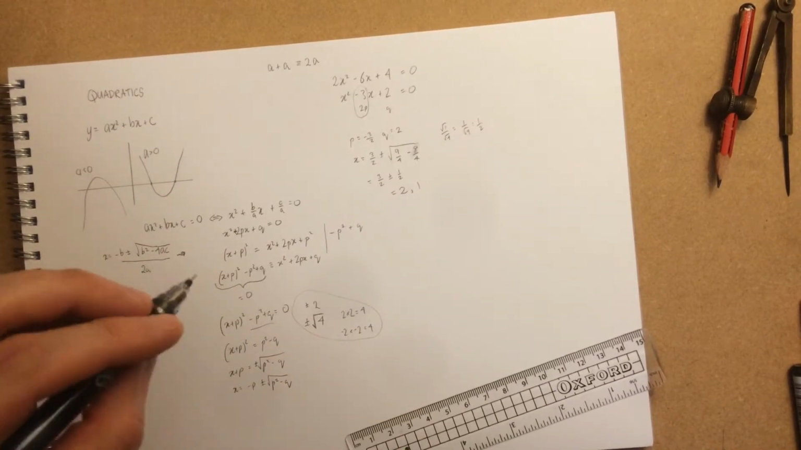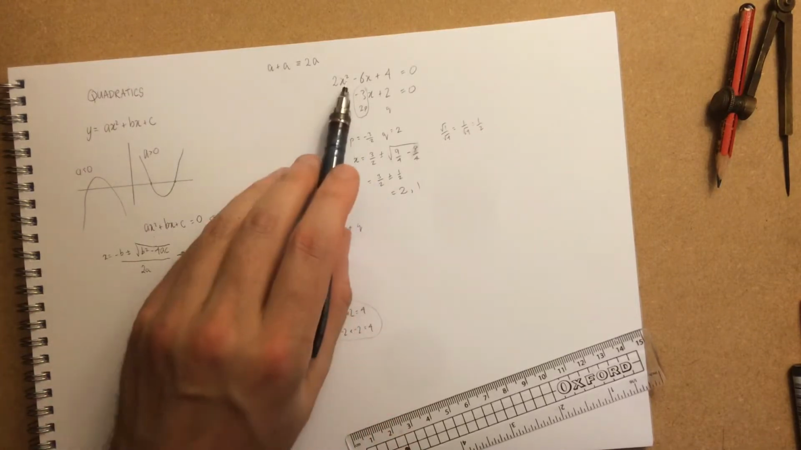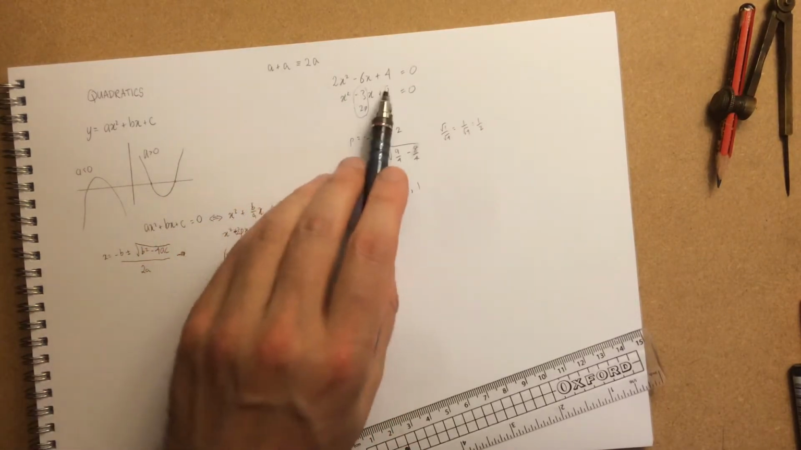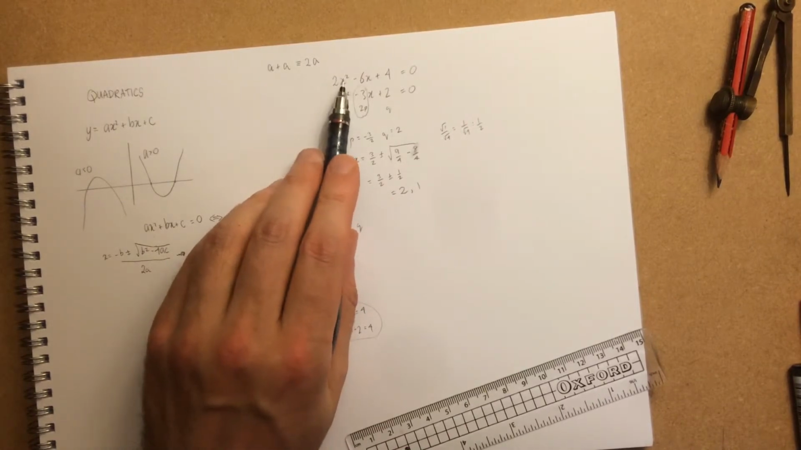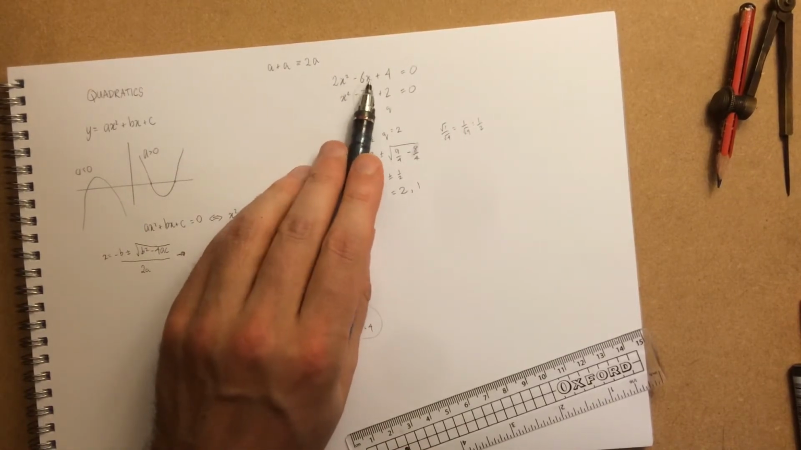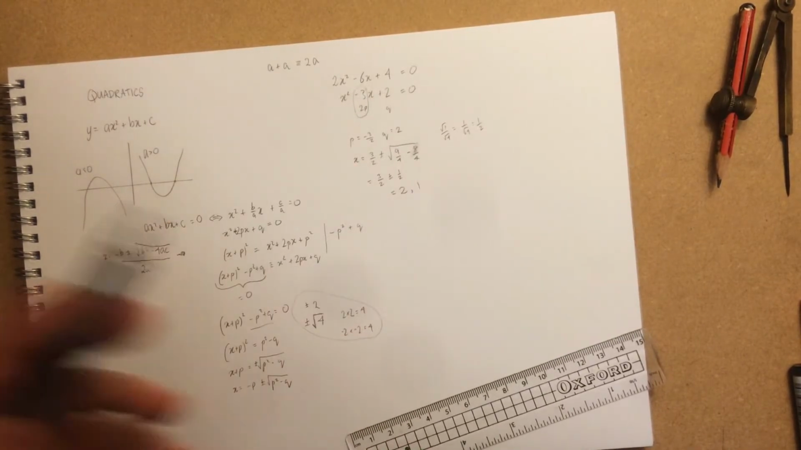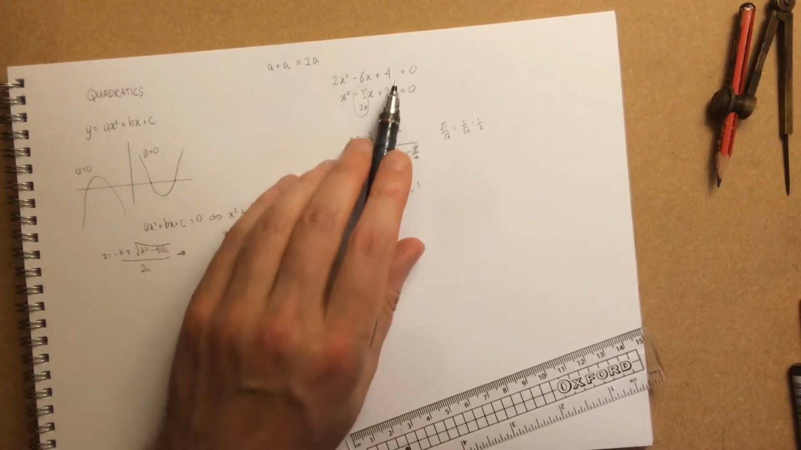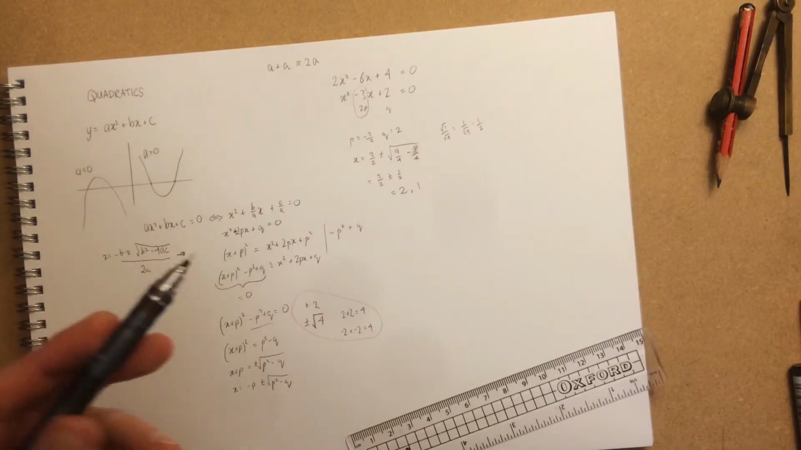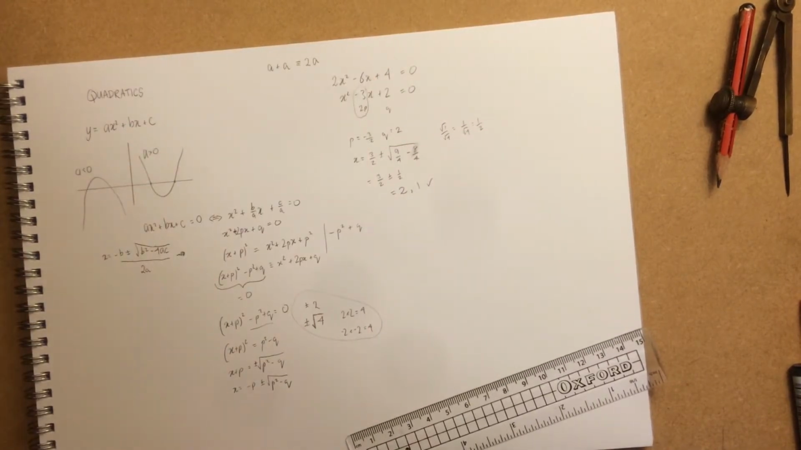And we could do a quick check. We could throw x equals 2 into there, and 2 times 2 squared, 2 times 4 is 8, minus 6 times 2, 12, 8 minus 12 is minus 4, plus 4 is 0, correct. x equals 1: 2 minus 6 plus 4 is 0, so, yep, it checks out.